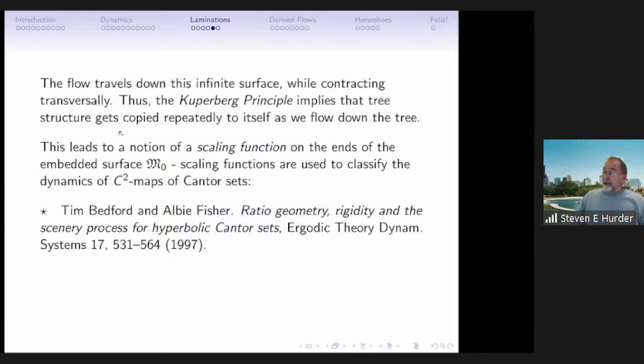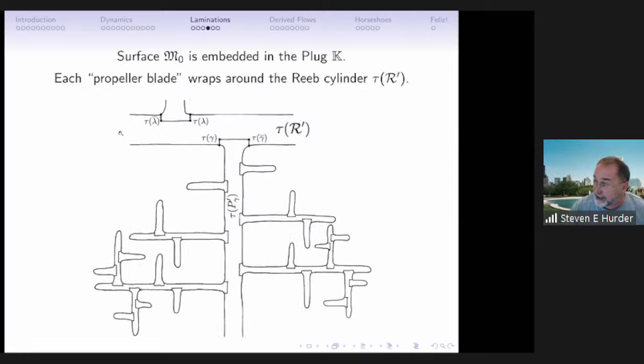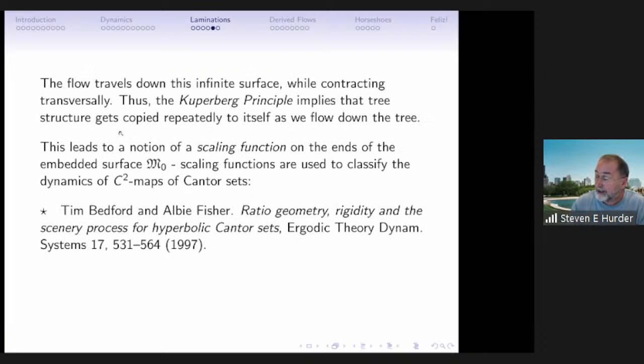But the Kuperberg principle says the tree structure, no matter what happens, is going to be copied repeatedly because the branches here are getting closer and closer together, so they're following each other in holonomy for further and further time. So you get ideas of foliations being applied in a highly unique way. Now, one thing I like to call it is a scaling function, that there's something I won't try to draw, but this Wilson orbit is converging to a periodic circle.